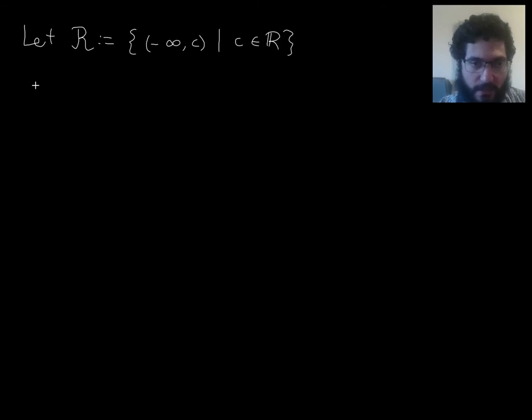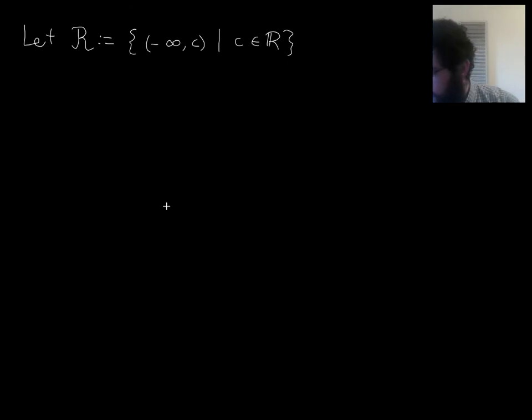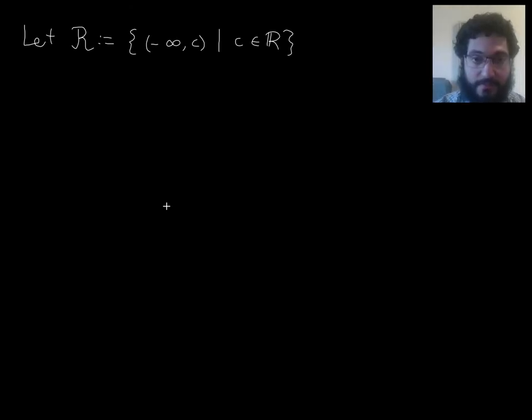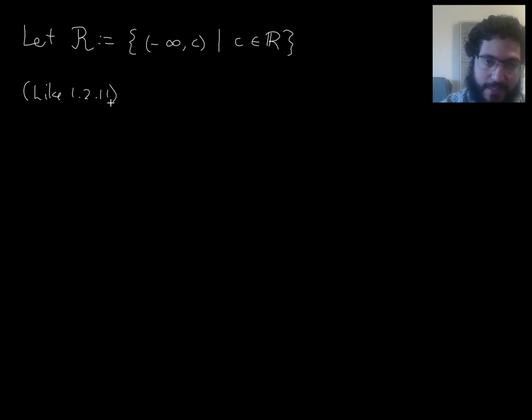Then, along the same lines as in lemma 1.2.11, although when I looked there, I actually couldn't see it. Specifically, the result that I want is not there. So this is like lemma 1.2.11: the Borel sigma algebra on R is generated by this collection of intervals.